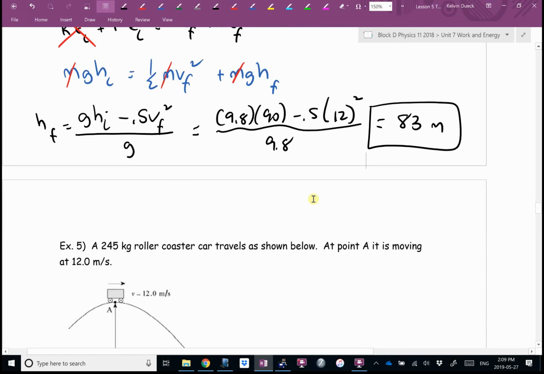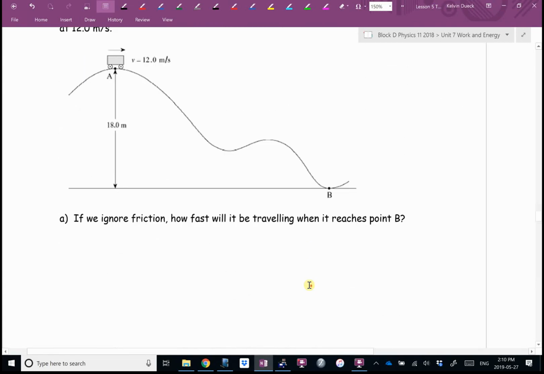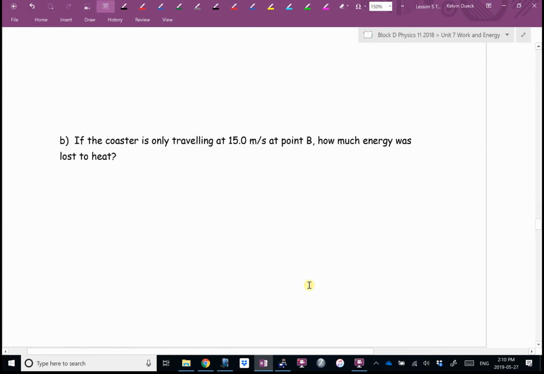There's going to be a roller coaster question on your energy test. In fact, there's going to be 2 or 3 roller coaster questions on your energy test because it's roller coasters. Is this the last one? I think. Yes, it is. Good.